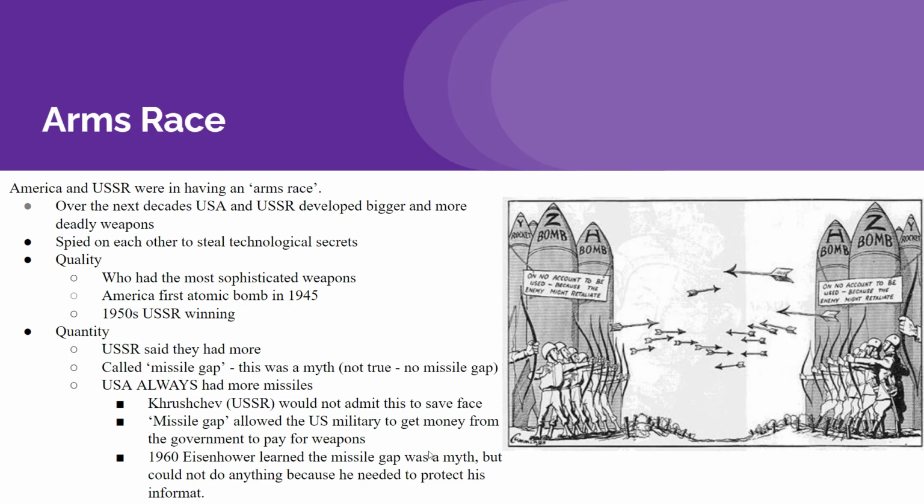This one is a political cartoon. I put it here. It said, on no account to be used because the enemy might retaliate. Okay? And so they're here using less sophisticated weapons because if one person would drop a bomb, then the other person would also drop a bomb. And we will discuss that in just a second. Go ahead and pause the video here. Write down your notes for the arms race, and then I'll talk a little bit more about this political cartoon in the next slide.